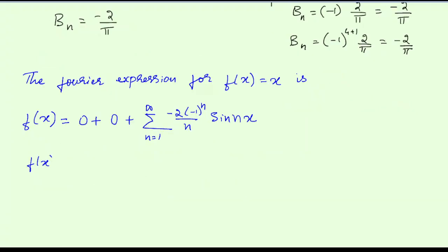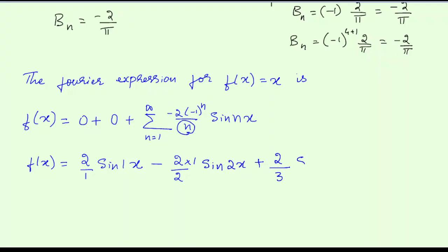On solving this we get f of x equals, put n equals 1 here, you get 2 divided by 1, sine 1x, plus, put n equals 2, minus 1 whole to the power of 2 will make this positive. This remains minus, so minus 2, n is taking 2, divided by 2. This becomes 1. Sine 2x plus, again there is a minus 2 and minus 1 whole to the 3 gives minus 1. So minus 2 into minus 1 is plus 2 divided by 3, n is taking value 3 now, so sine 3x.